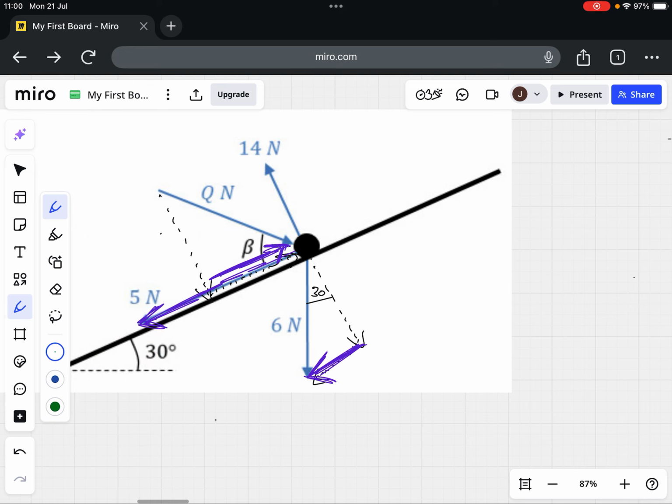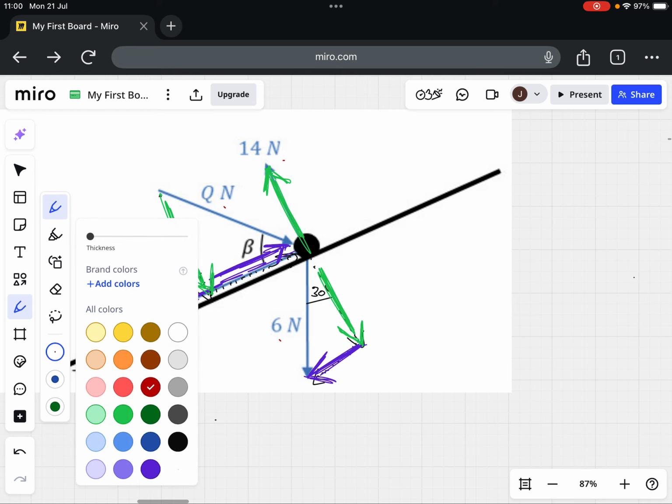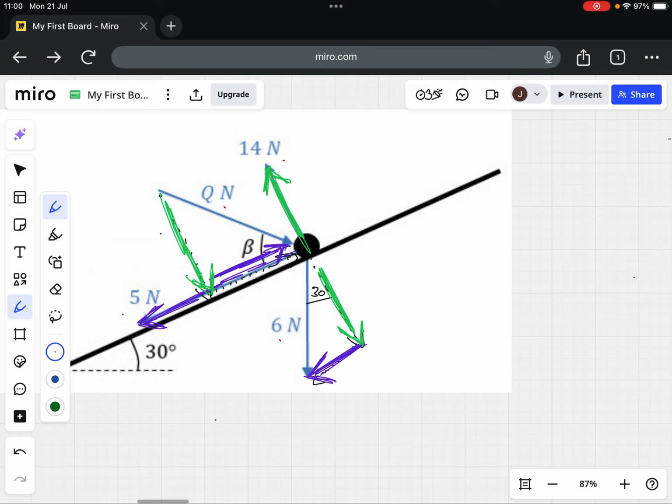Let's put some colours on. So let's do perpendicular. So that's going down, that's going up, that's going down. Okay, and let's see these ones here. Are they done? Yep, that's been resolved. That's been resolved. 5 was already good. 14 was already good. Let's write down what they are. So this one here is opposite the 30. SOHCAHTOA, sine opposite. So this is 6 sine 30. The 5 is absolutely fine.